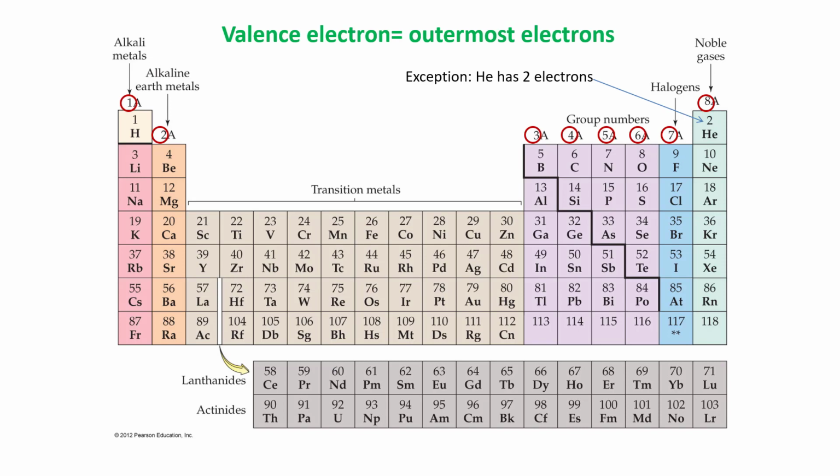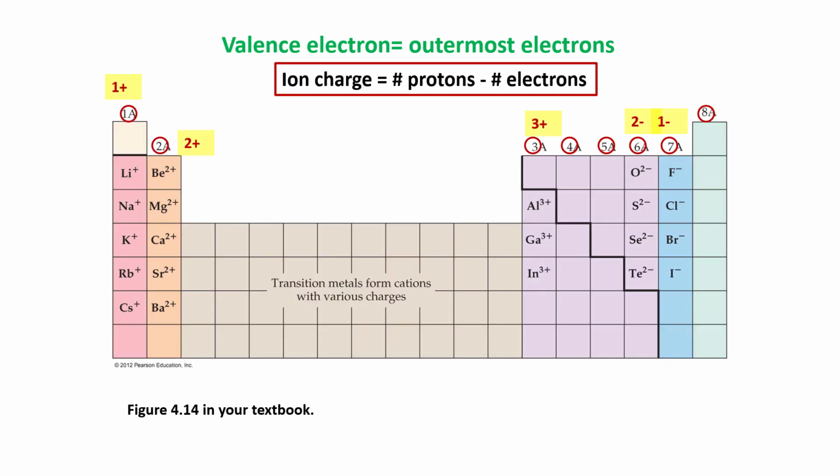Now there is an exception. Look up here at helium. Helium only has 2 electrons, but you'll see it sometimes in some periodic table charts above the group 2A and sometimes over here with the noble gases. It is a noble gas, and it's just very stable, and so that's why it's over there. So just remember, helium has 2 electrons, not 8.